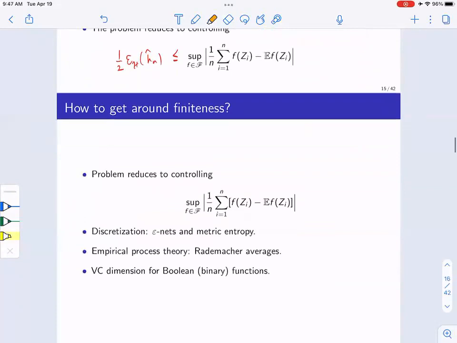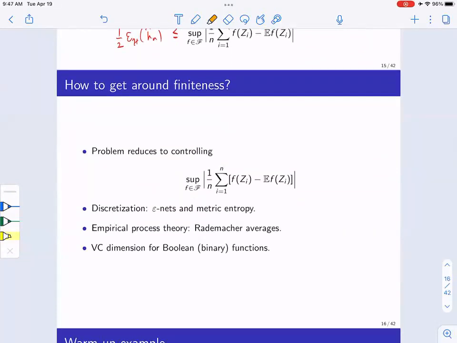Okay, so how do we do this? There are a couple of techniques. One approach is to do discretization. This leads to the ideas of epsilon mass and metric entropy, and I'll talk about that later. There is the empirical process theory, which leads to Rademacher averages. So the idea is to manipulate these using some techniques like symmetrization, contraction inequality, concentration of empirical processes, and we'll get to that as well.